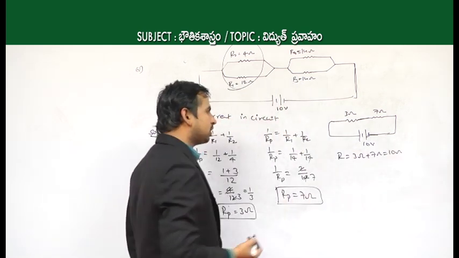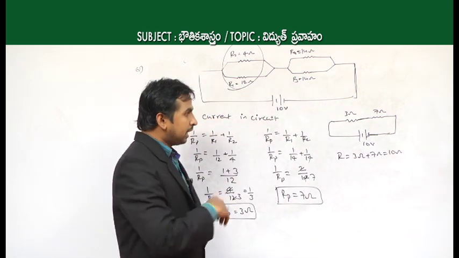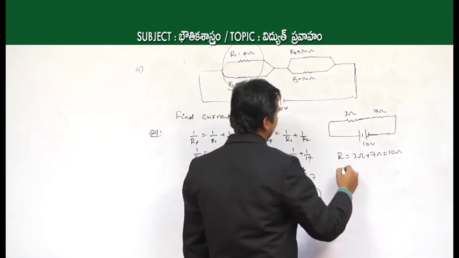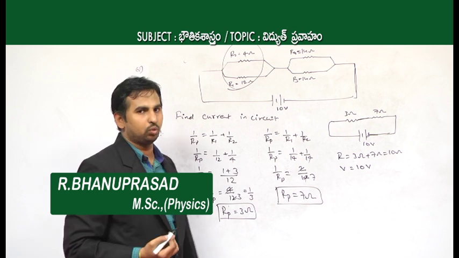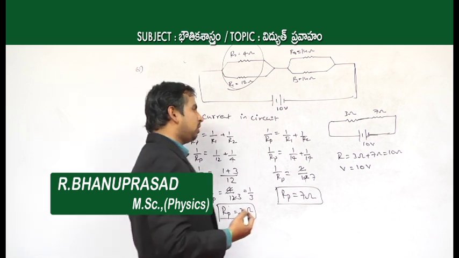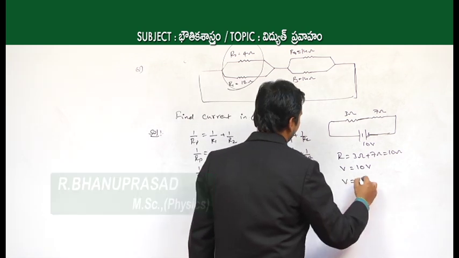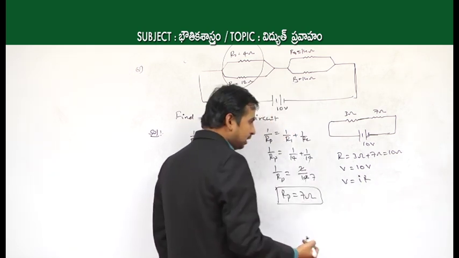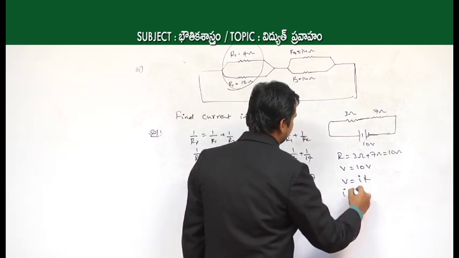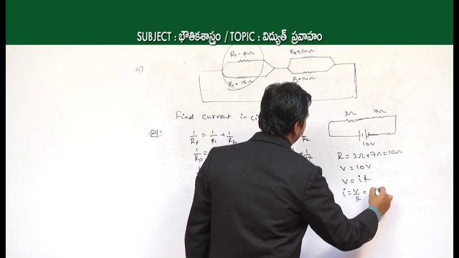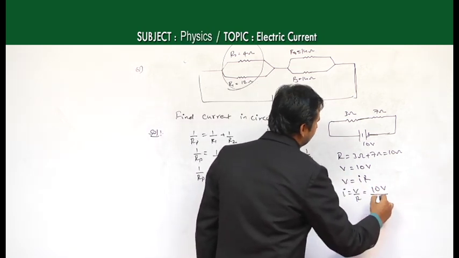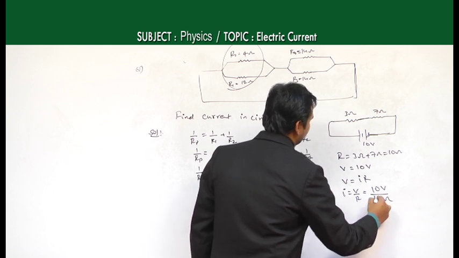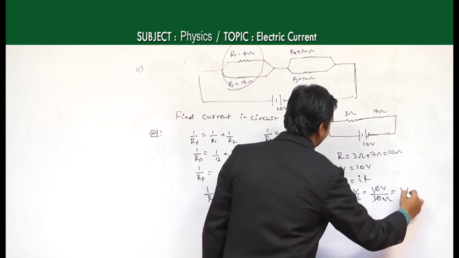The final resistance is 10 ohms and the voltage supplied is 10 volts. We have the resistance and the voltage, and we know that V equals IR. From this we can write I equals V by R, where the voltage is 10 volts and the final equivalent resistance is 10 ohms, so we finally get 1 ampere of current.